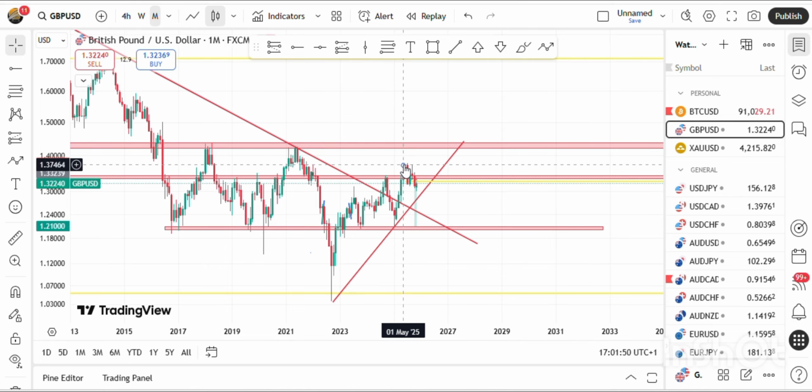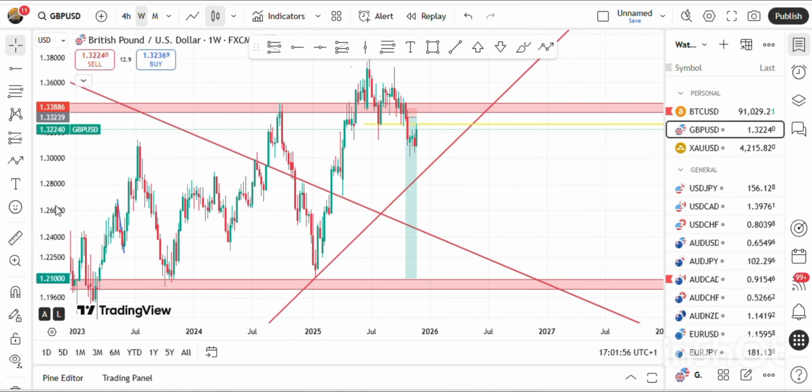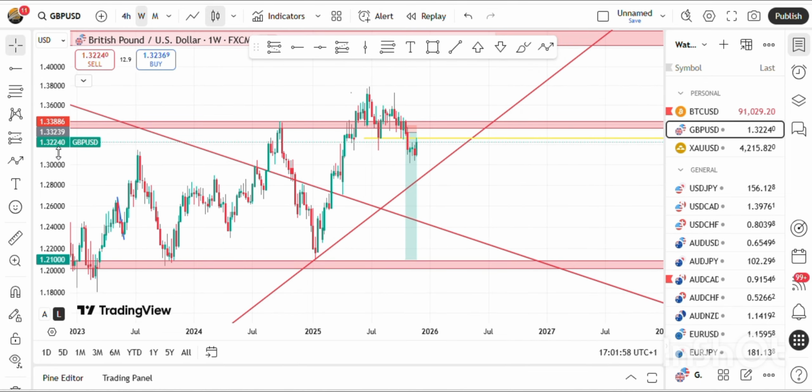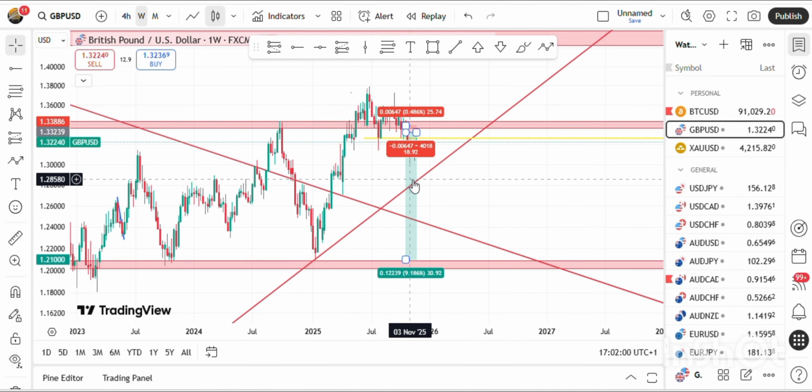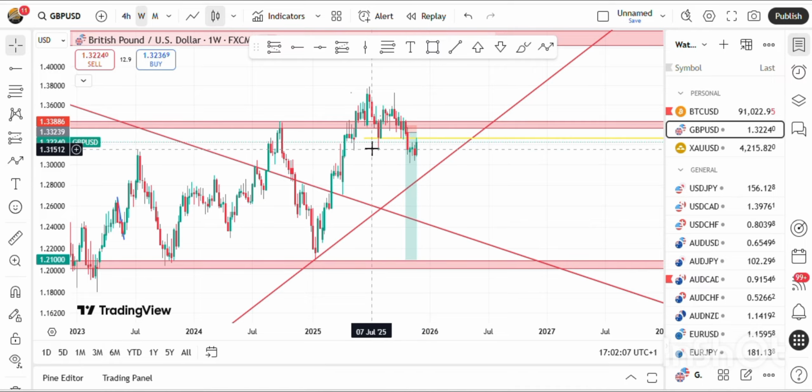Currently it has pushed up, but the weekly is showing it might do a minor retracement downwards. So most likely this is going to be a retracement down to this. Okay, so I'm not going to take that second trade I talked about. This is what I'll do instead.